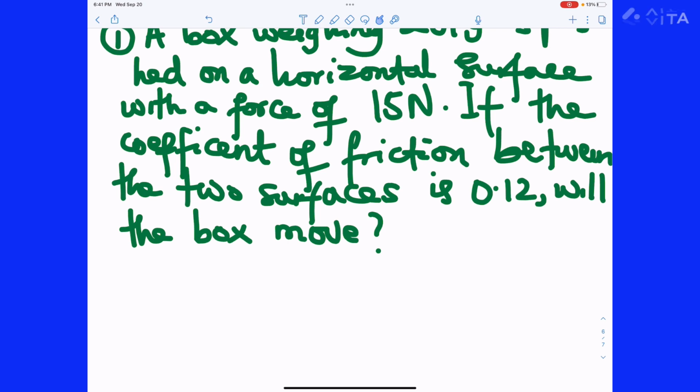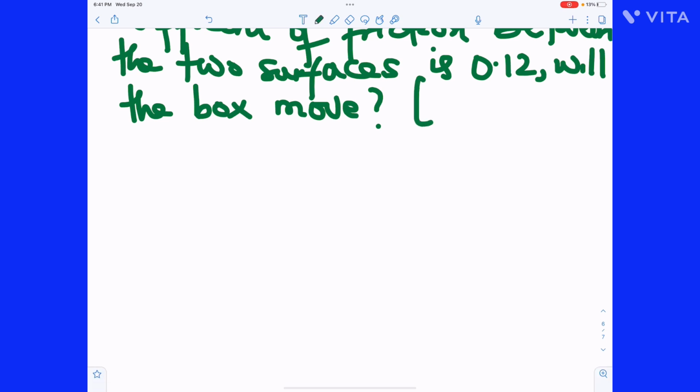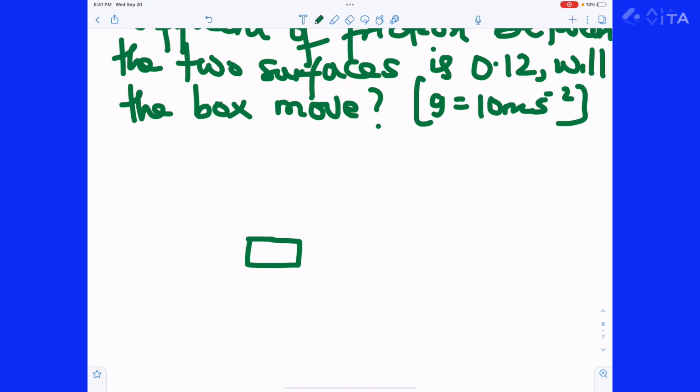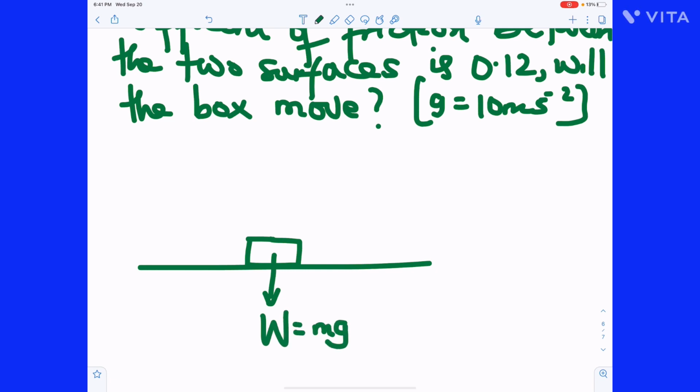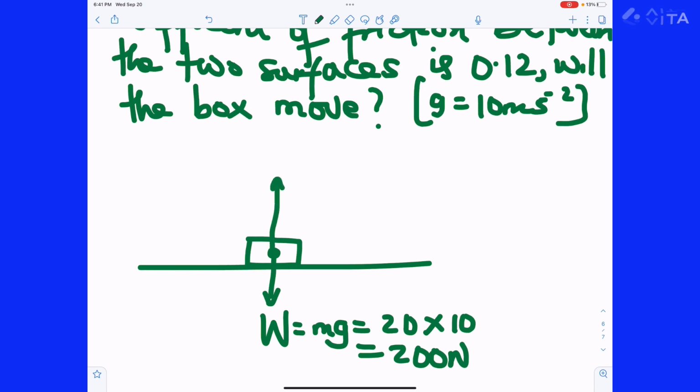Let's find out. Okay, first thing I need to do. We will be given, take g as 10 meter per second square. So that can help us change our mass to weight. Let's say this is the box and this is the surface. The weight of the box is W, which is mg, 20 kilogram times 10, which gives you 200 newton. Since the box is not moving downwards, there's an equal and upward reaction that balances its weight, which is also 200 newton.